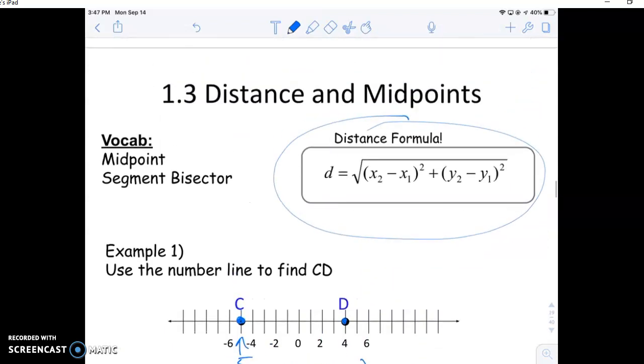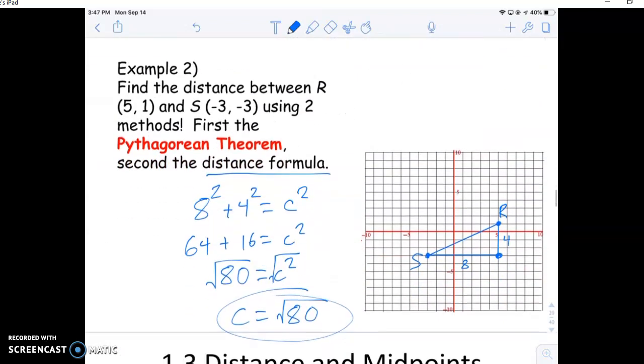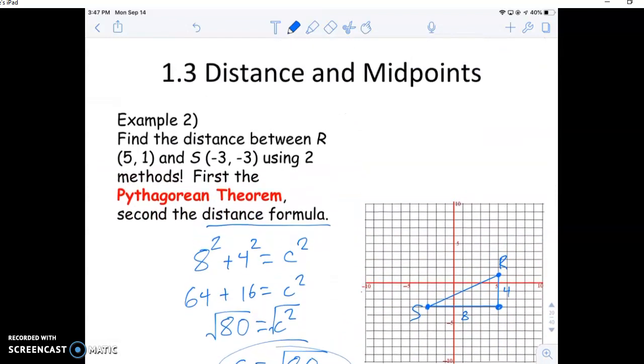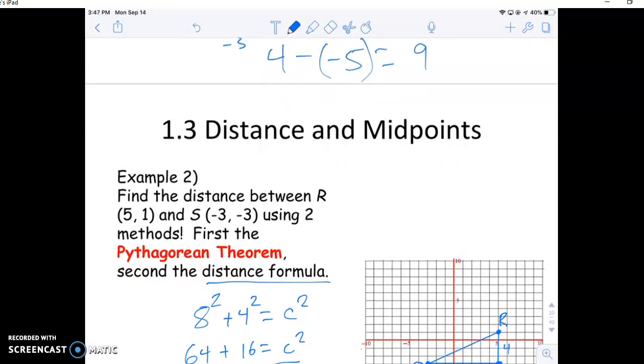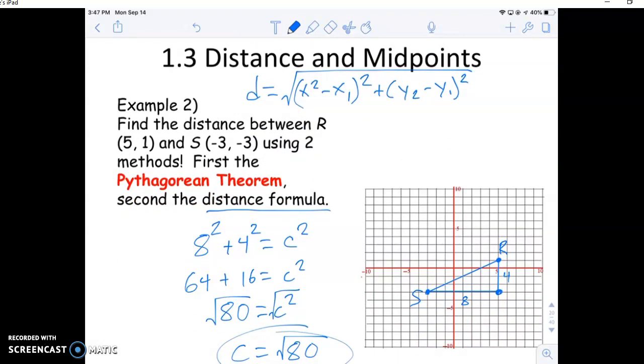Like it's written right there, that circle up there. Alright, so I am just going to copy that down again. We got d equals x2 minus x1 squared plus y2 minus y1 squared, and the square root of all that. Alright, so our 2 points are just right here. I'm going to make this point number 1, this point number 2.